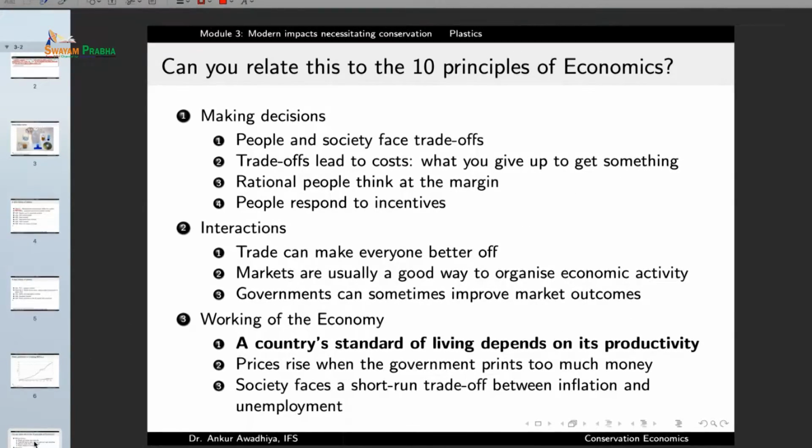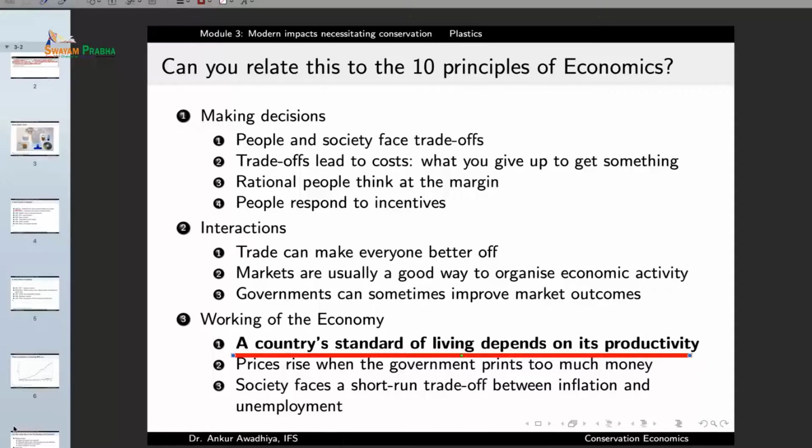And we can relate this to the 10 principles of economics. A country's standard of living depends on its productivity. So every country wants to manufacture more and more of the goods. And plastic again is one good that can be manufactured, that can be sold, and that can be used in a number of ways. So a number of countries have started to produce plastic.